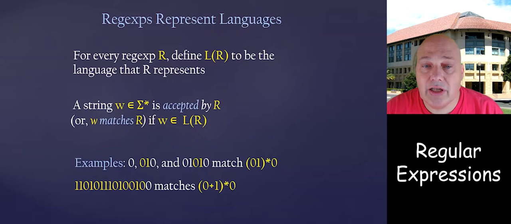The string 1, 1, 0, 1, 0, 1, 1, 1, 0, 1, 0, 0, 1, 0, 1 matches (0+1)*0. In fact, every string that ends with a 0 will match this expression, because (0+1)* matches the complete language.